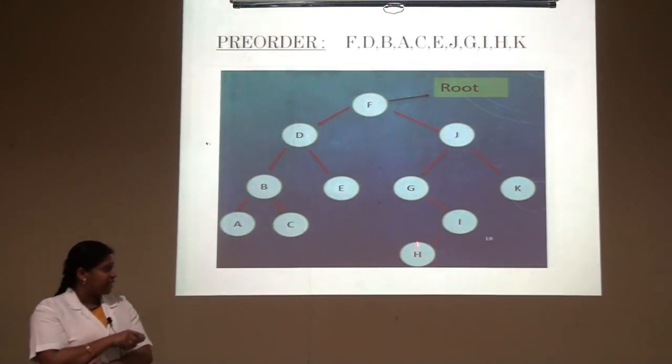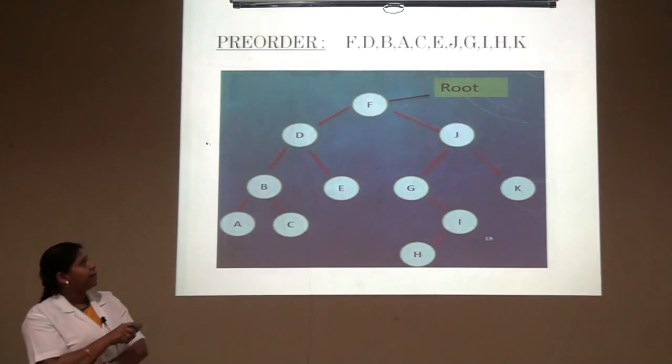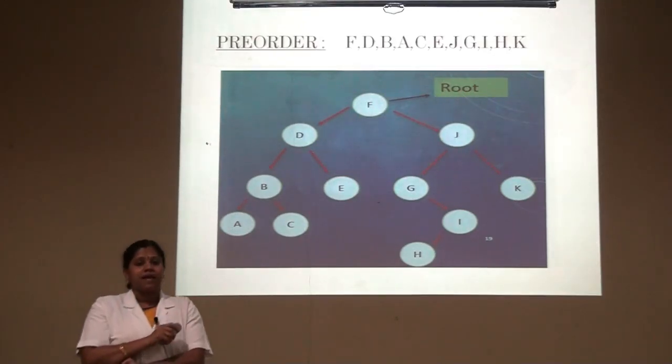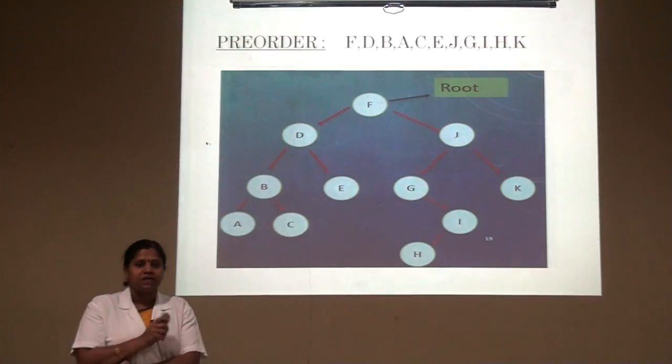So after visiting H, go back, and for J there is a right subtree K, so that also has to be visited. So what are the steps followed here? From J, G, I, H, then K. In all the levels, all the subtree levels, the same order and the same procedure must be maintained. What is the procedure to be followed in pre-order traversal? Visiting the root node, then visiting the left subtree, then visiting the right subtree.